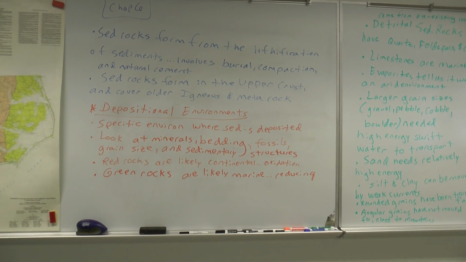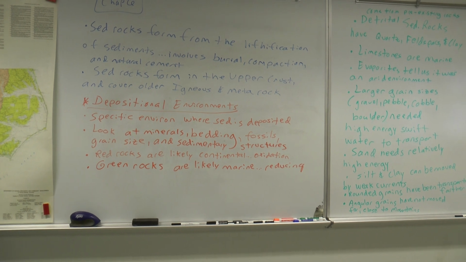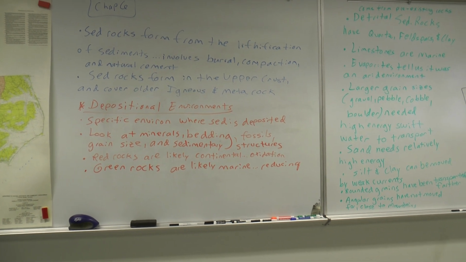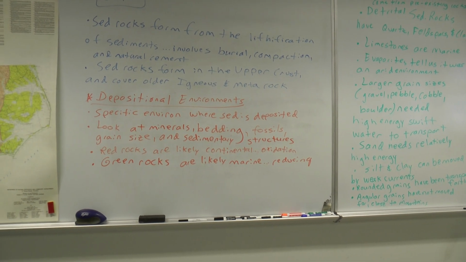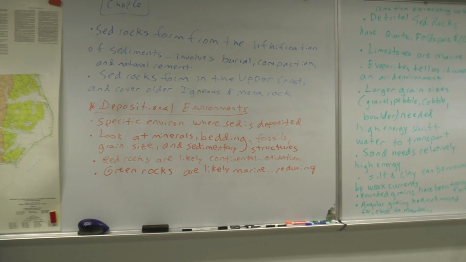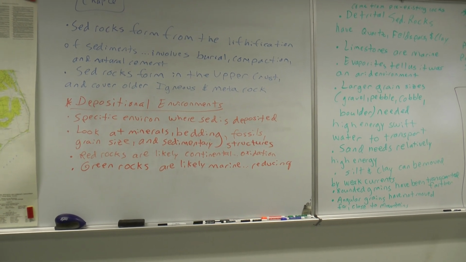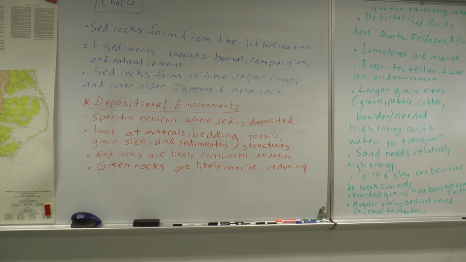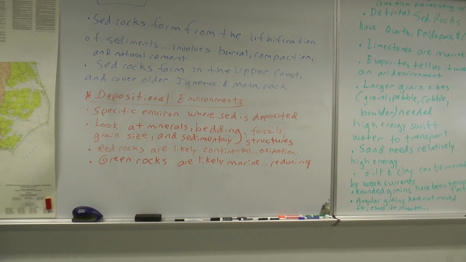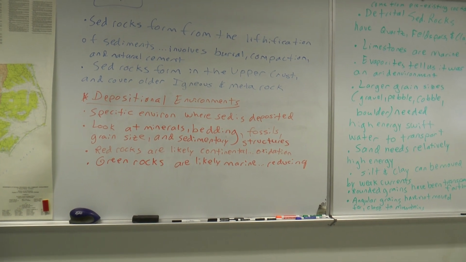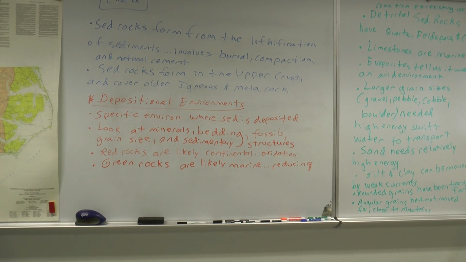Some other interesting tidbits here. Red rocks are likely continental rocks. And why do we say that? Because oxidation has occurred, meaning that your iron is going up in charge, like from 2+ to 3+, for example. In other words, the iron and/or magnesium-bearing minerals in that rock were exposed to oxygen in the air and oxidized. So red rocks likely were in a continental depositional environment.